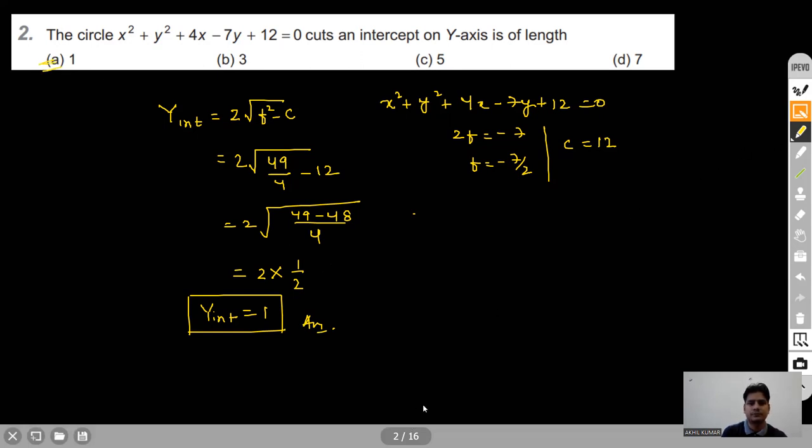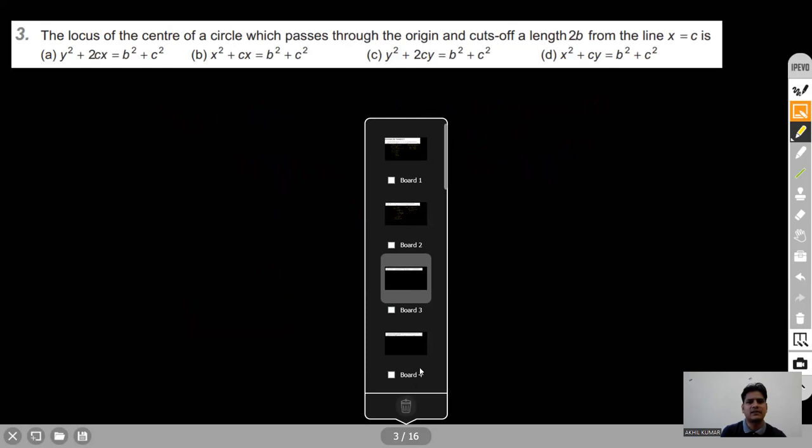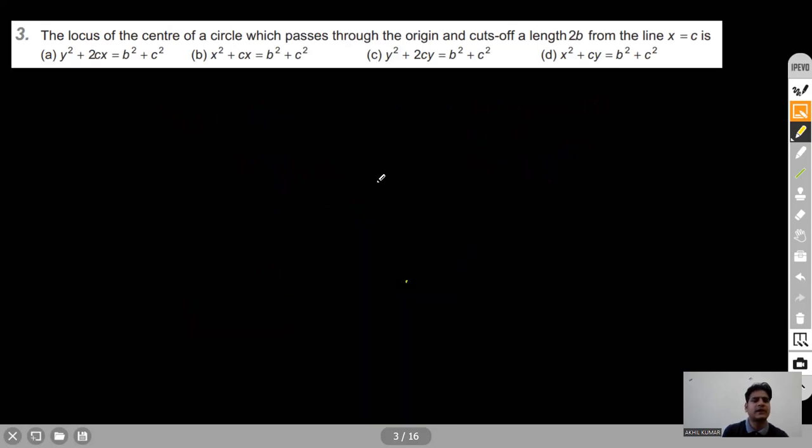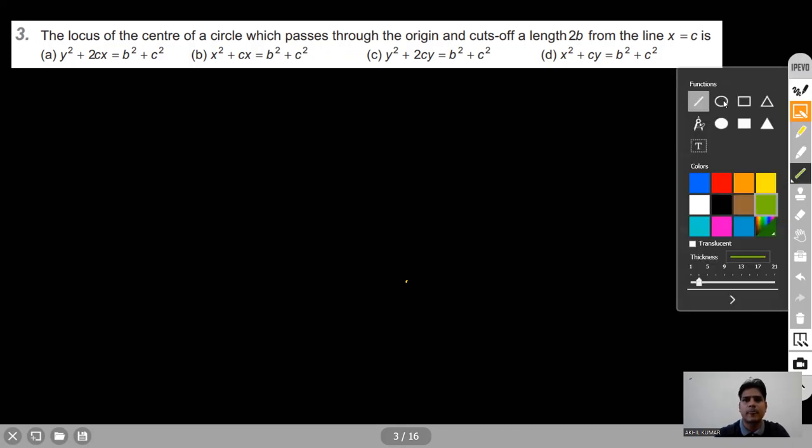Okay, now let's take this third question. It is saying the locus of the center of a circle which passes through origin and cuts off a length 2b from line y equal to x. Okay, so let me draw a sketch for this.